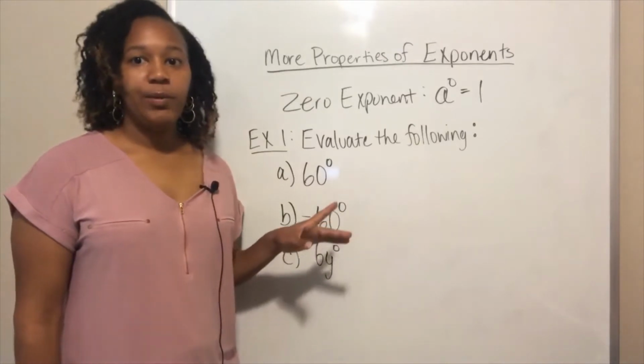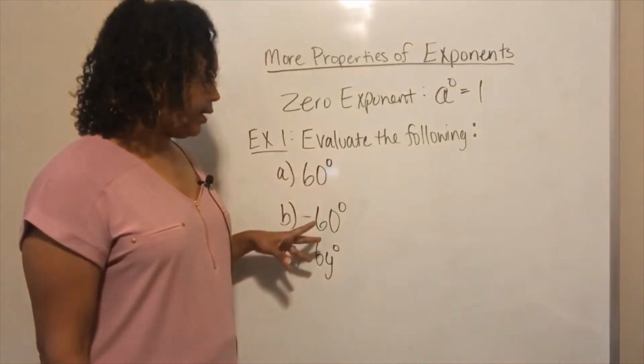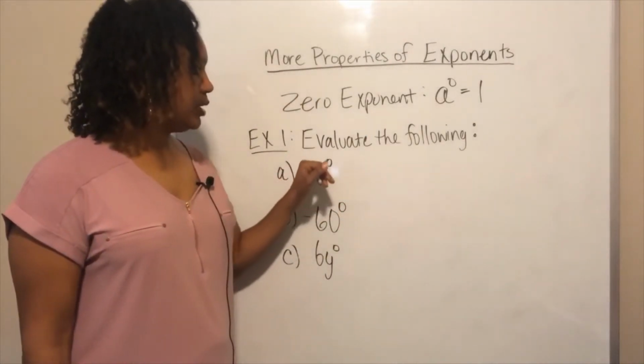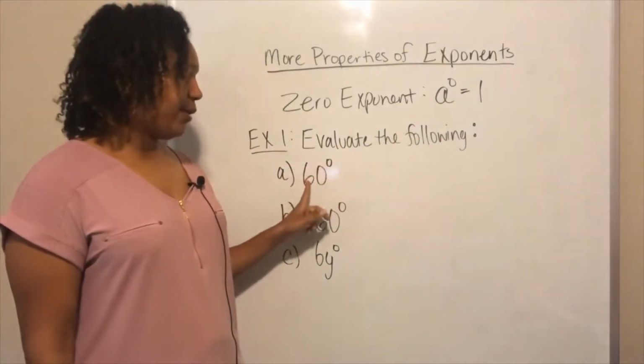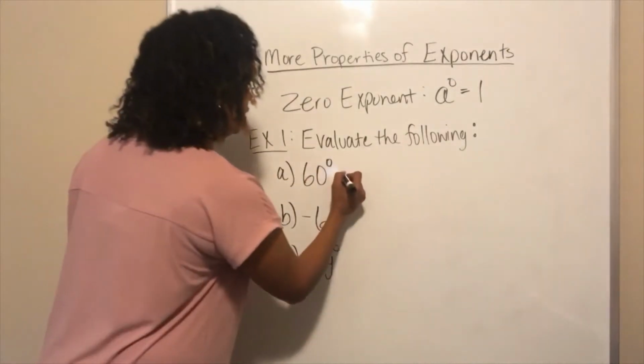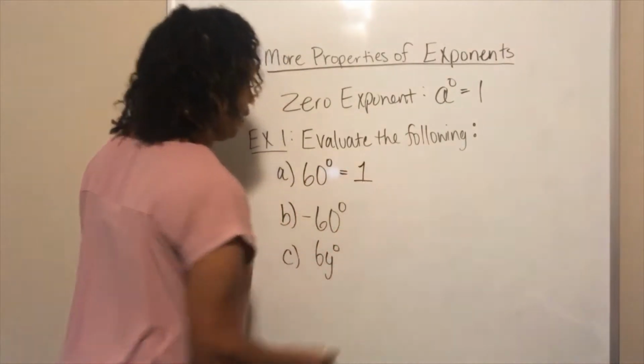For example, when we want to evaluate these three different exponential expressions, the first one is 60 to the 0. So according to the zero exponent rule, anything raised to the 0 power, and we have 60 to the 0, is equal to 1. So this would just be equal to 1.